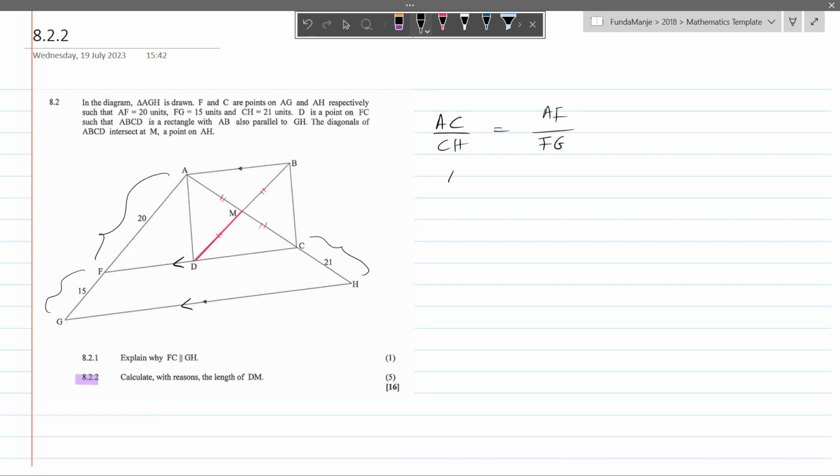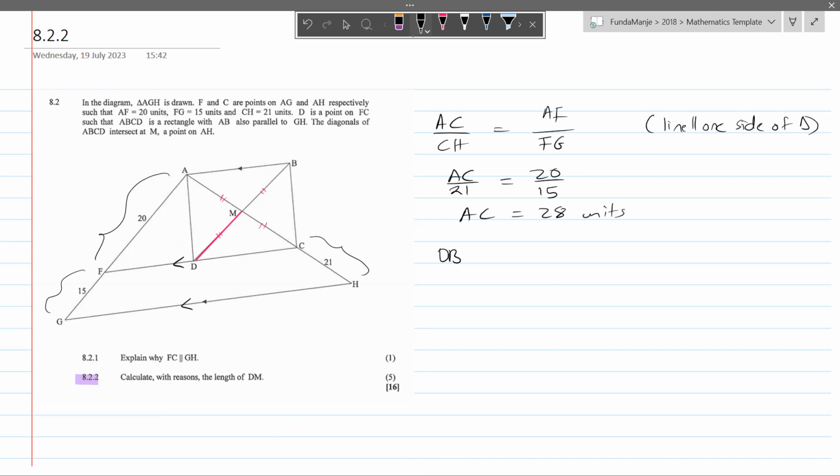And then you can make your substitutions. AC over CH, which is 21, is equal to AF, which is 20, over 15, which is FG. AC in this case is equal to 28 units. That means, so this is just from when one line is parallel to the other on a triangle, like that.